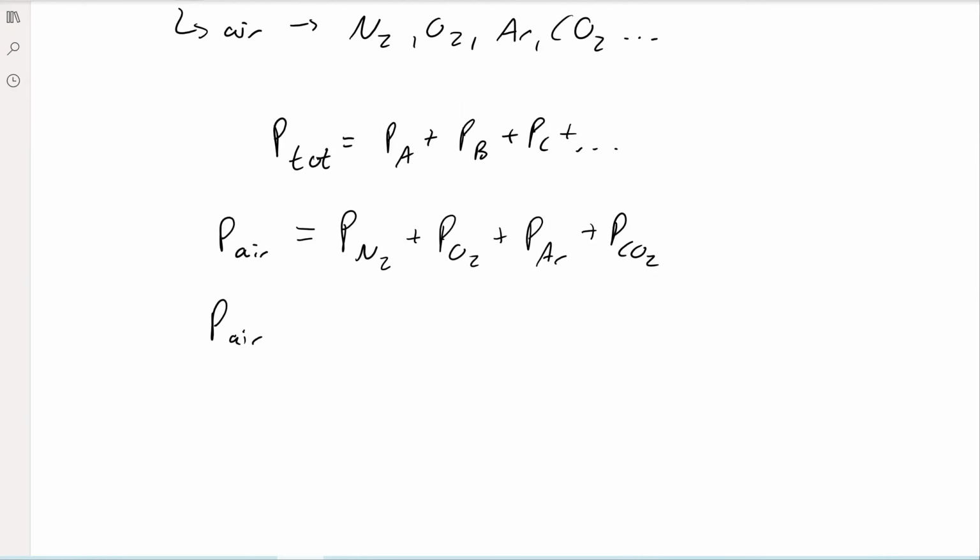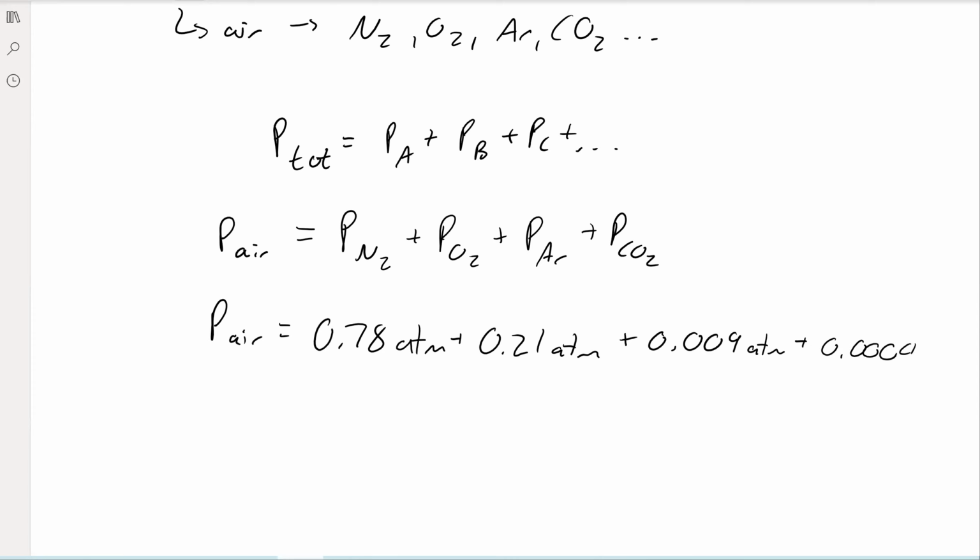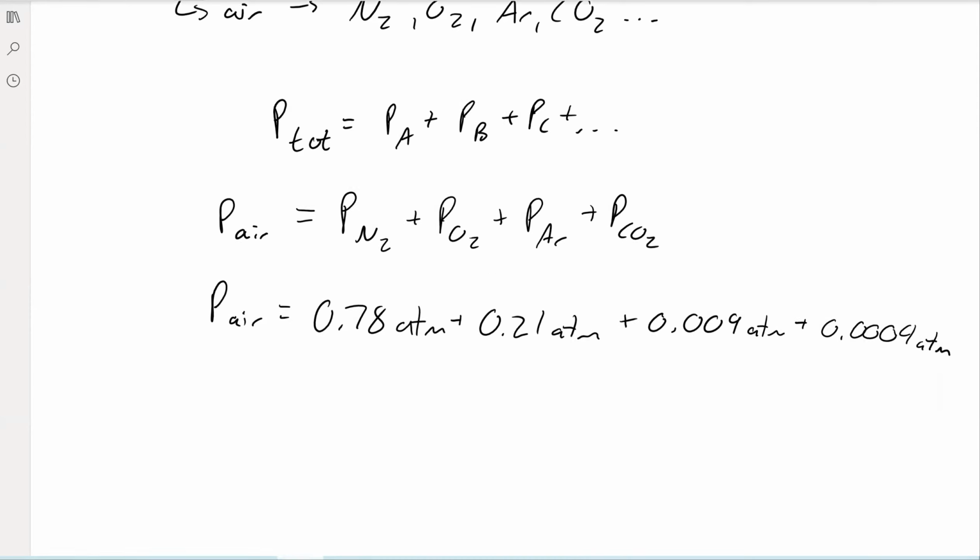In terms of air, the values are, it's mostly nitrogen, 0.78 atmospheres. After that, oxygen is not too far behind at 0.21 atmospheres. That's the part that our body actually needs to live. Argon, not very much, 0.009 atmospheres. And then carbon dioxide, 0.0004 atmospheres. Also not too much, but as you may know, that number is increasing, which is not a great thing.